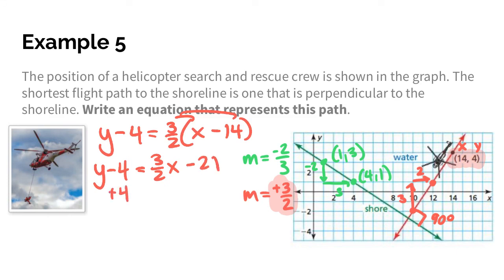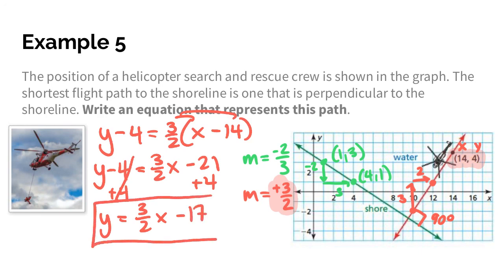Then I just got to add 4 to both sides, and I'm going to get y equals 3/2 x, negative 21 plus 4 would be minus 17. And there is the equation for the path of that helicopter. All right, the 3 over 2 just represents the slope, and the minus 17 would be my y-intercept all the way down beyond my graph.